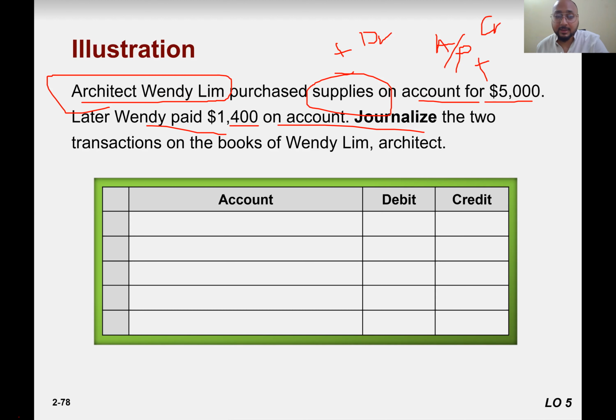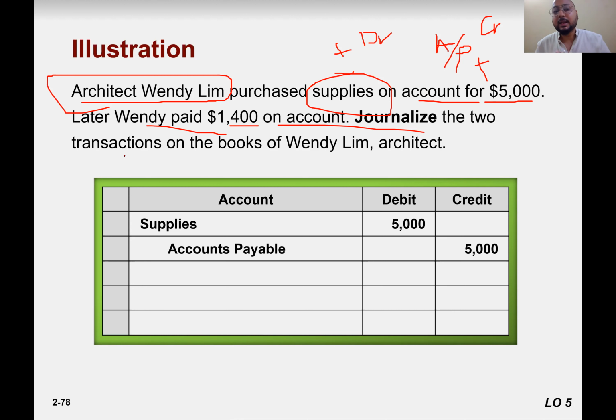So our first transaction would be supplies to accounts payable 5,000. Right? So for those who wrote supplies to cash, no, because we didn't say that we purchased on cash. This is purchased on account. On account means the money you did not pay, you will pay later, right?